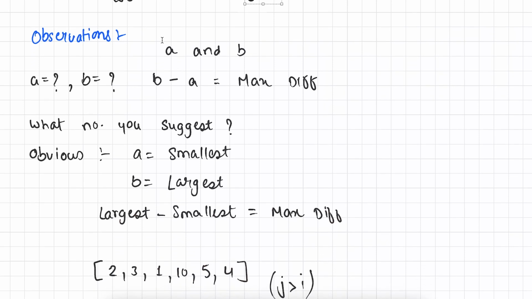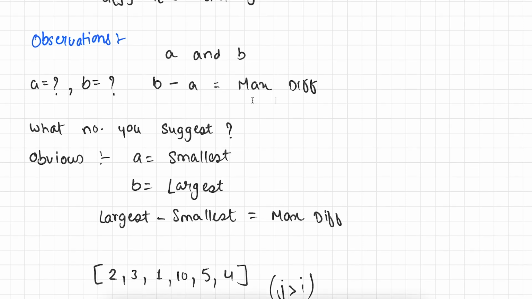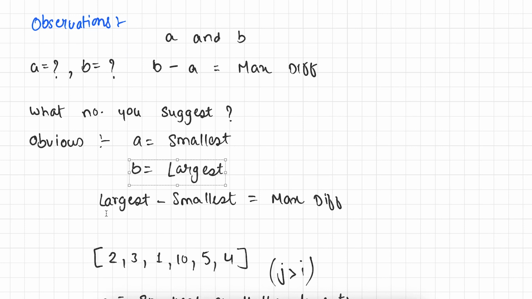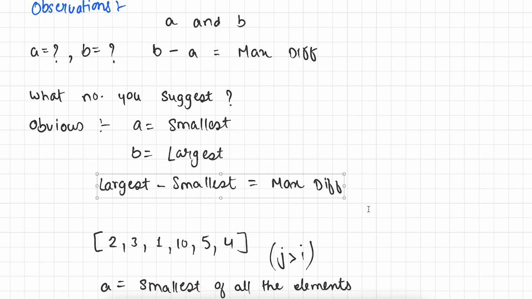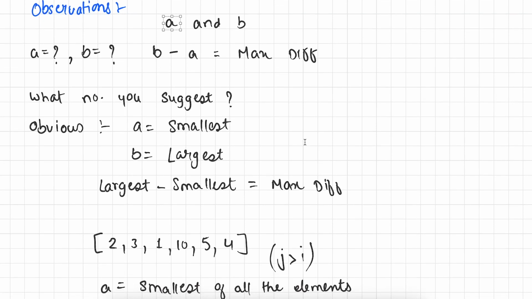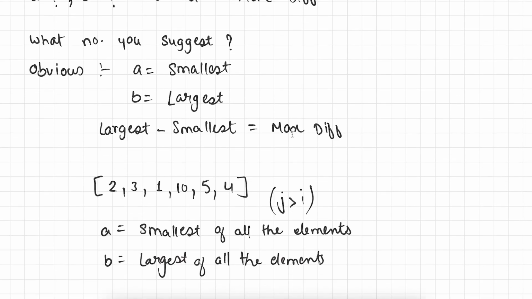So here we have observations to be made. Let's say we have two variables a and b, and if I ask you to suggest two numbers so that when I subtract a from b, I get the maximum difference, what would you suggest in this case? Obviously you are going to suggest taking a as the smallest number and b as the largest number. When you do it like this, you are always going to get the maximum difference, correct? This is the fact that if we want the maximum difference, then our second number is always going to be maximum and the first number is always going to be minimum. This is how we get the maximum difference.